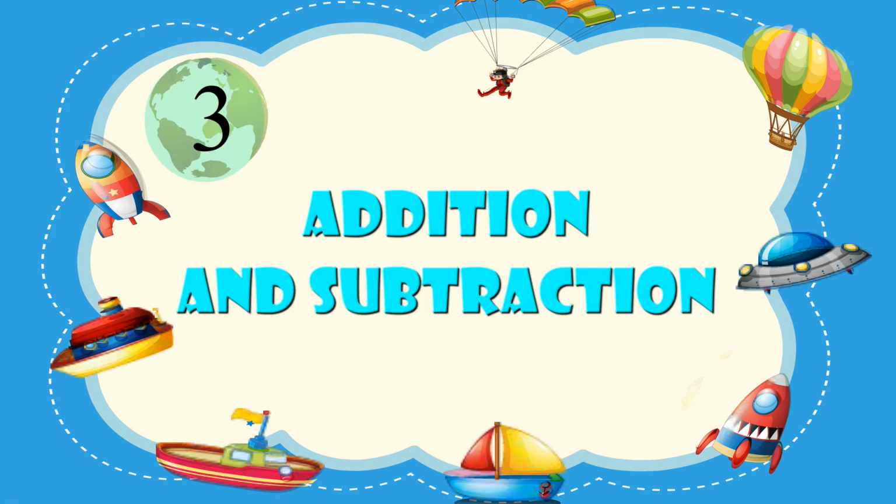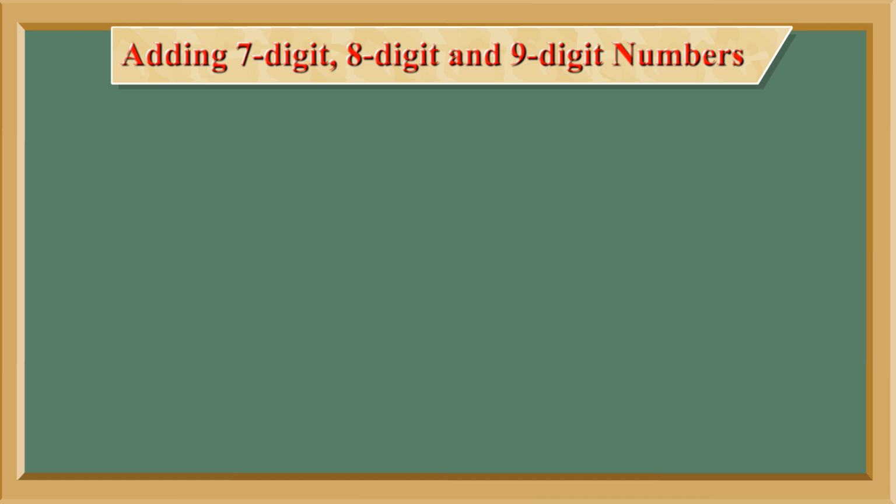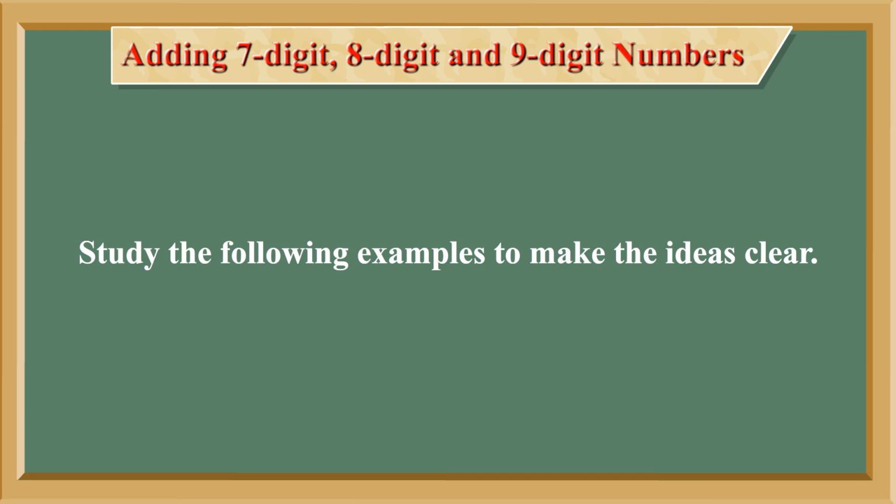Lesson 3: Addition and Subtraction. In the previous class, we have learned how to add and subtract big numbers. Let us revise them. Adding 7-digit, 8-digit and 9-digit numbers. Study the following examples to make the ideas clear.